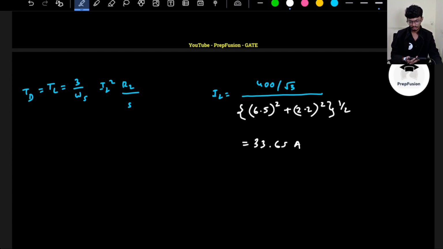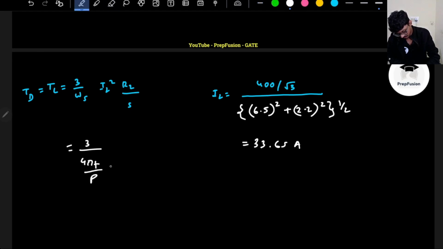If I calculate the torque developed, this will be basically 3 by omega s. Omega s will be 2 pi f into 2 by p, which is 4 pi f divided by p, if I remember. So this is 33.65 whole square into R2 by s, which is 6, right? f is 50 only.